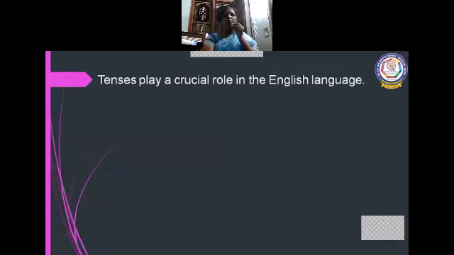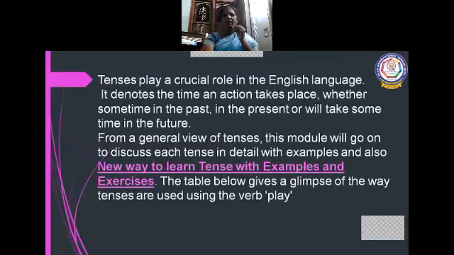Tenses play a crucial role in the English language. It denotes the time an action takes place, whether sometime in the past, in the present, or sometime in the future. From a general view of tense, this module will go on to discuss each tense in detail with examples, and also a new way to learn tenses with examples and exercises. The table below gives a glimpse of the way tenses are used, using the verb play.